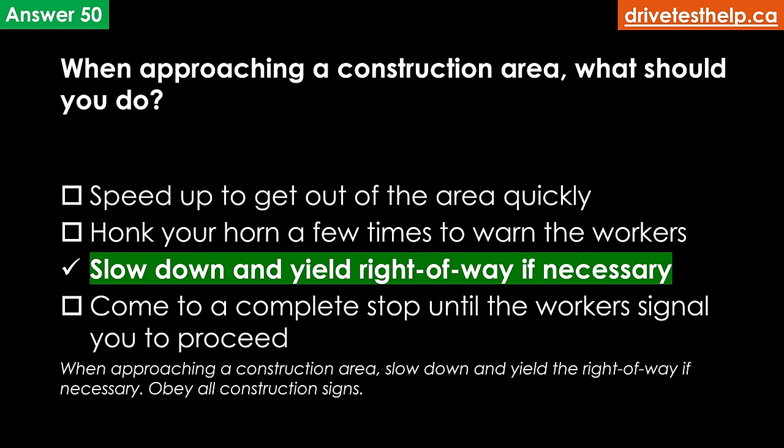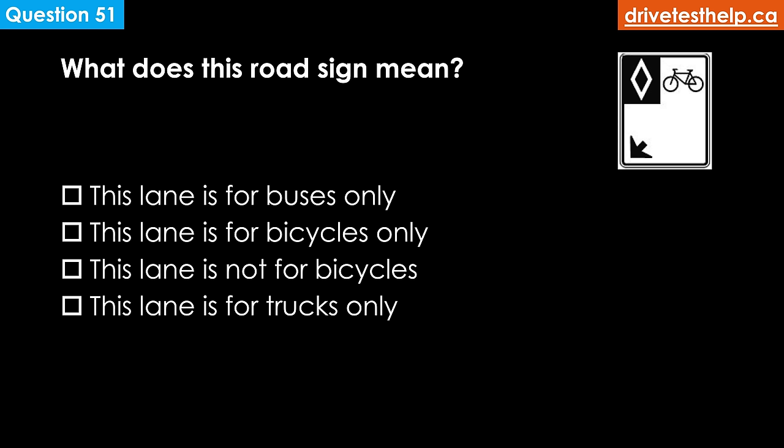When approaching a construction area, slow down and yield the right of way if necessary. Obey all construction signs. What does this road sign mean? This lane is for buses only. This lane is for bicycles only. This lane is not for bicycles.